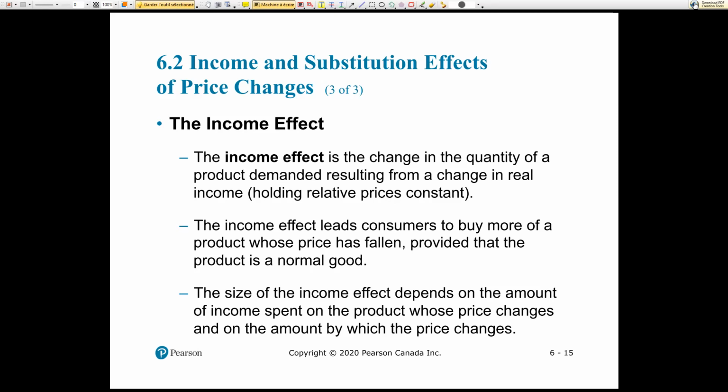Don't confuse this with ordinary good, which is when the price falls, you consume more. So normal good has to do with income, and ordinary has to do with price. The income effect depends on the amount of income spent on the product whose price has changed. But we already introduced the normal good before, when we were talking about income elasticity.